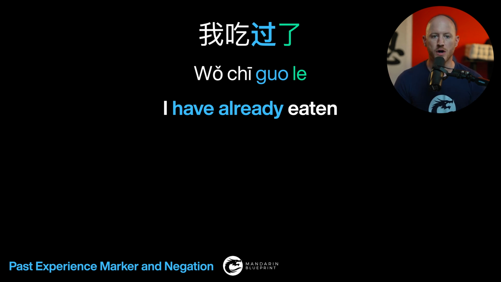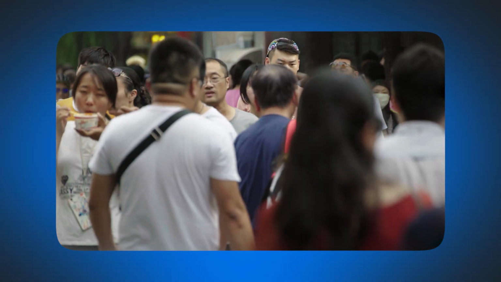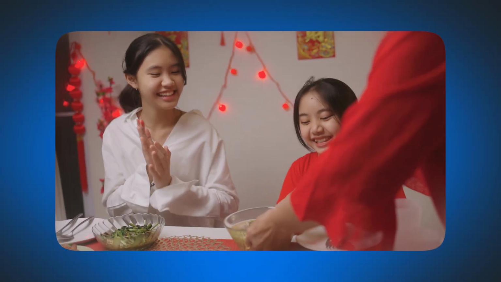Now, this one is really useful in day-to-day life. 我吃过了. This means I have already eaten, and it's very useful because Chinese people are super friendly and they are always willing to offer you more and more food. And it's kind of like that mom who won't accept that you're full and is just like, oh, you don't eat enough, let me give you more.